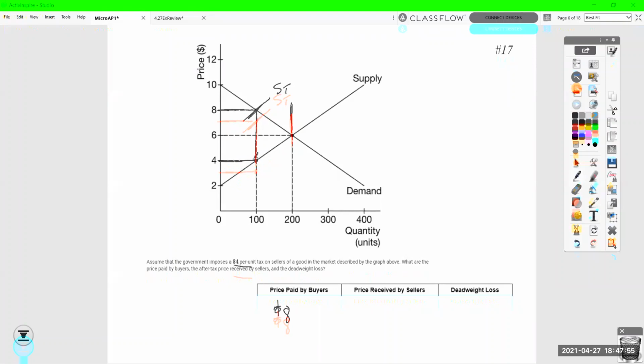So we come to the supply curve to find out that the seller is going to only receive $4. And then the deadweight loss is this area right here. And that's 1/2 times 4, the per unit tax, times 100, which is the quantity that we lost. So this would have been 200, right? 4 divided by 2. What's the tax revenue, just out of curiosity?